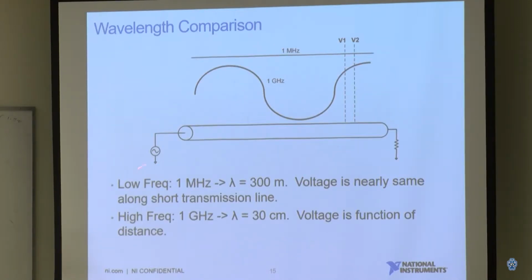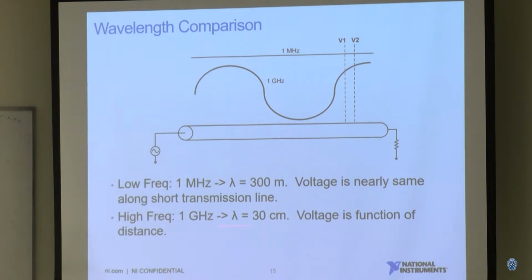So let's talk about the wavelength. At low frequency, let's say 1 megahertz, your wavelength is about 300 meters. Because it's a very low frequency, your voltage is almost the same along a short transmission line. You consider this a sinusoid curve signal. If you have a really low frequency, that means your wavelength is really big, right? So the voltage change per distance is really minimal, and you can consider it a constant voltage in a very small transmission line.